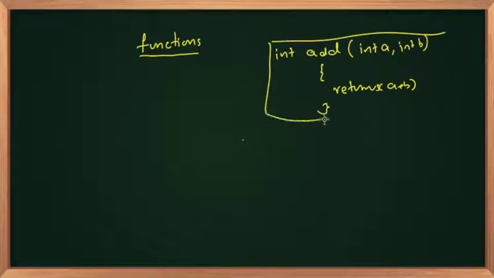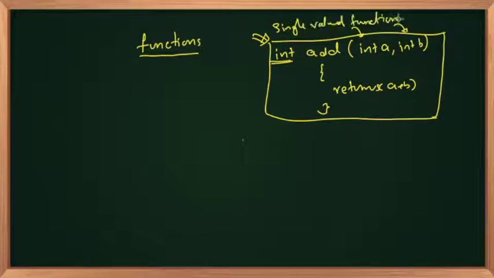If you see, the function can take zero or more arguments, and it returns a single value. This is important. We usually return only a single value, so this type of function is called a single valued function. By function we mean always single valued function, unless it is clearly mentioned that we are talking about multi-valued functions. If you simply say functions, we are interested in single valued functions.